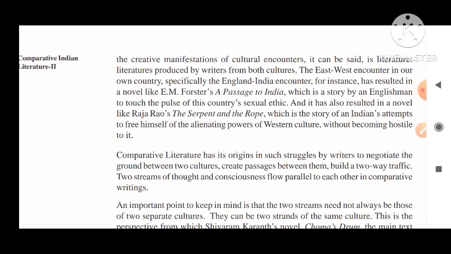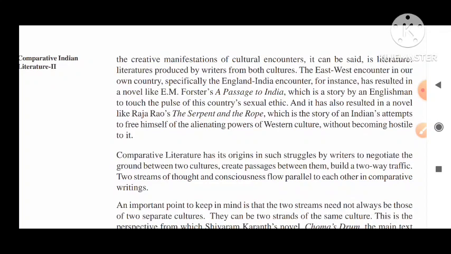The East-West encounter in our own country, specifically the England-India encounter for instance, has resulted in a novel like E.M. Forster's A Passage to India, which is a story by an Englishman to touch the pulse of this country's sexual ethic. Okay, if you study in your MEC 3 British novel, that is E.M. Forster's A Passage to India, you can know better.